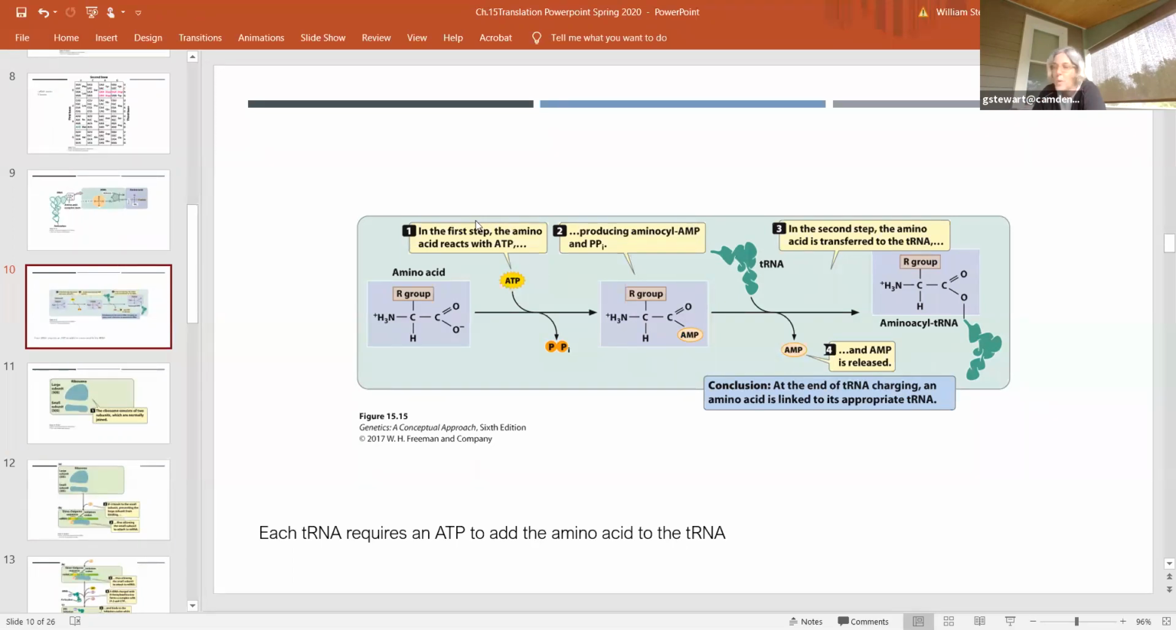There are 20 different enzymes that are unique, one for each of the amino acids. Those enzymes are called aminoacyl transfer RNA synthetases. There's one for each of the 20 amino acids. They live out in the cytoplasm in a eukaryotic cell, and they are involved in charging and recharging these transfer RNAs after they deliver their amino acid in the ribosome.